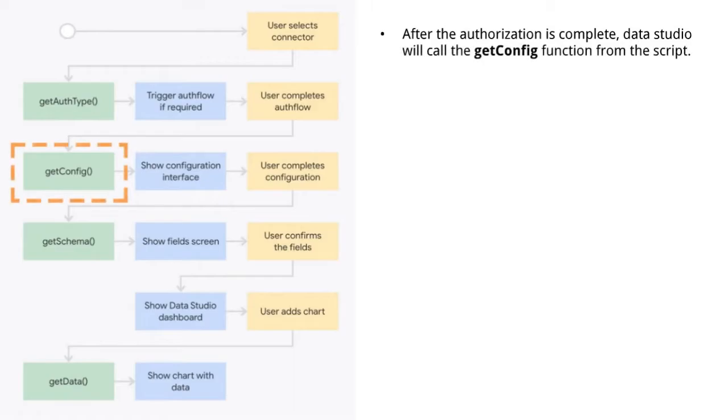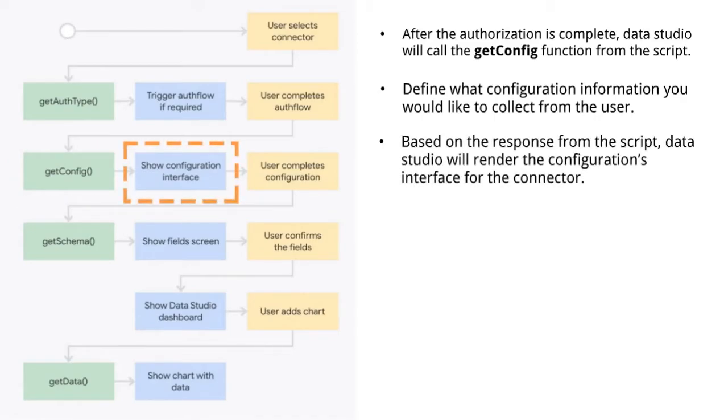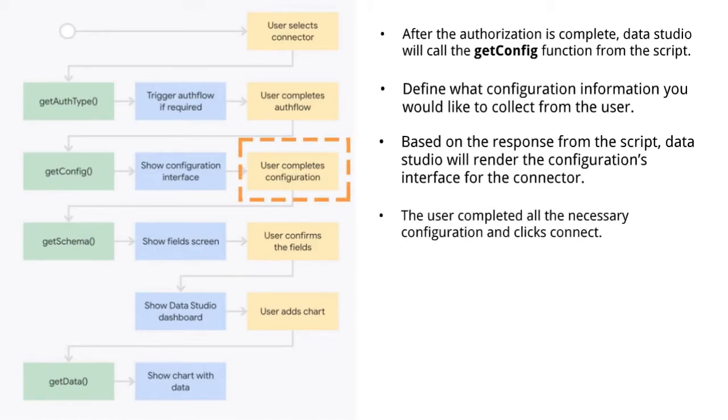After the authorization is complete, Data Studio will call the getConfig function from the script. In this function, you can define what configuration information you would like to collect from the user. Based on the response from the script, Data Studio will render the configuration interface for the connector. It asks the user which type of data it should return. The user completes all the necessary configuration and clicks Connect.